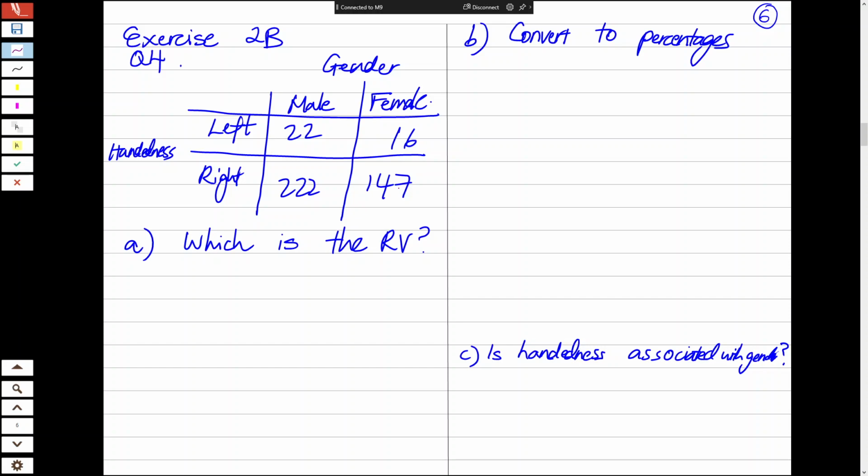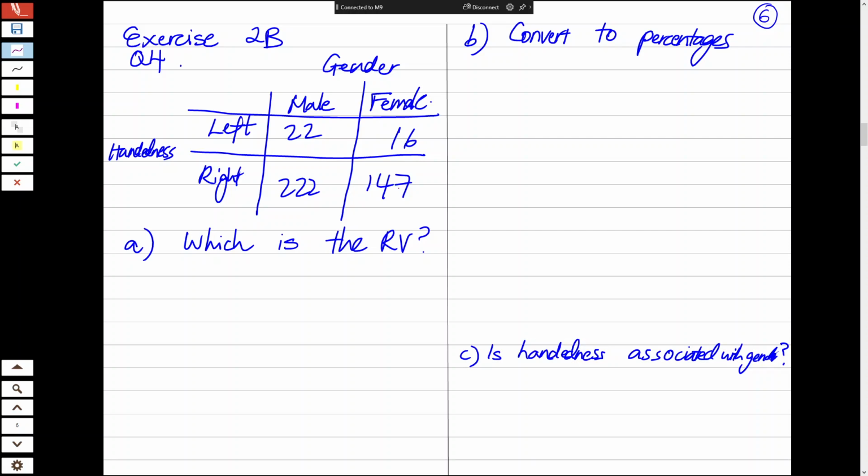And so I guess the question we're trying to answer here is, is there an association between the two variables? For part A, we're asked, which one's the response variable? Yes, I think you should write this. So create some space for 2B in your workbook, and then you'll have this question done.